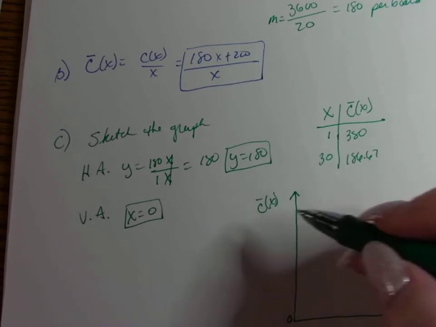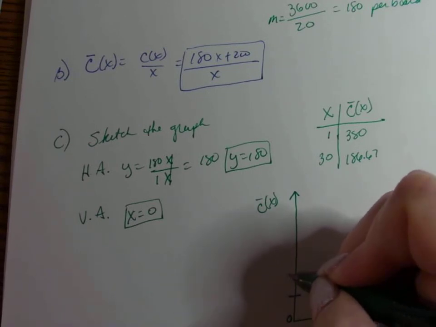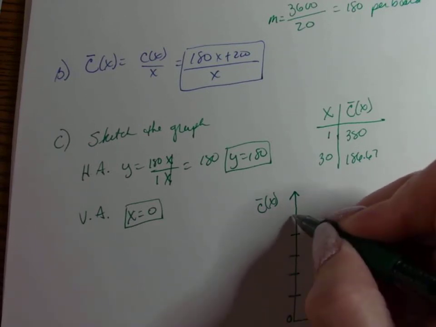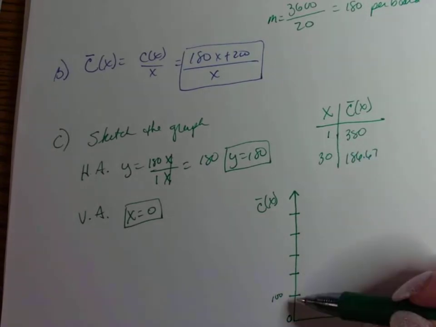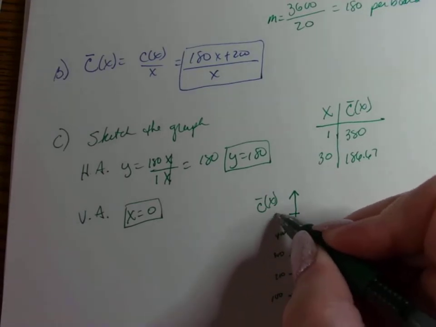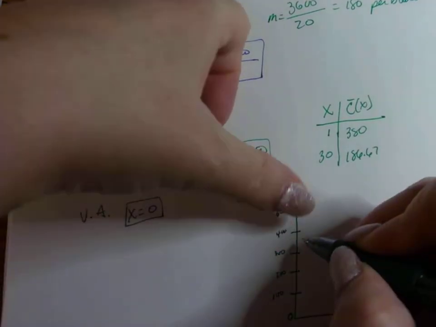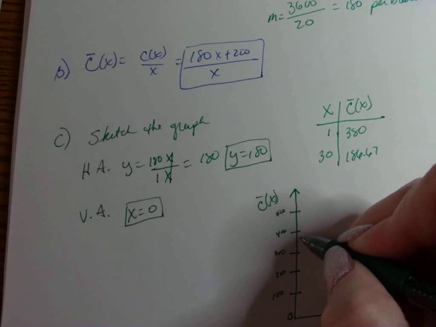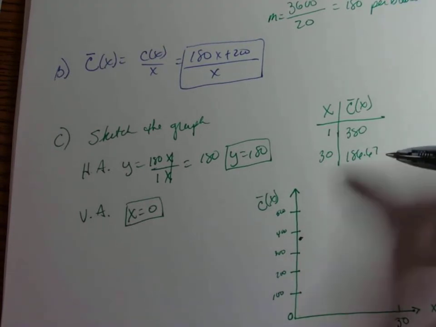We know that we need y equals 180. So I'm going to do like 100s. So 1, 2, 3, 4, 500. So these are in increments of 100, just so you know. And our 1 and 380, so that'd be 1, 2, 3, 4, and 500. At 380, we are at 1. So about something like that. And at 30, we're at 187, let's say.